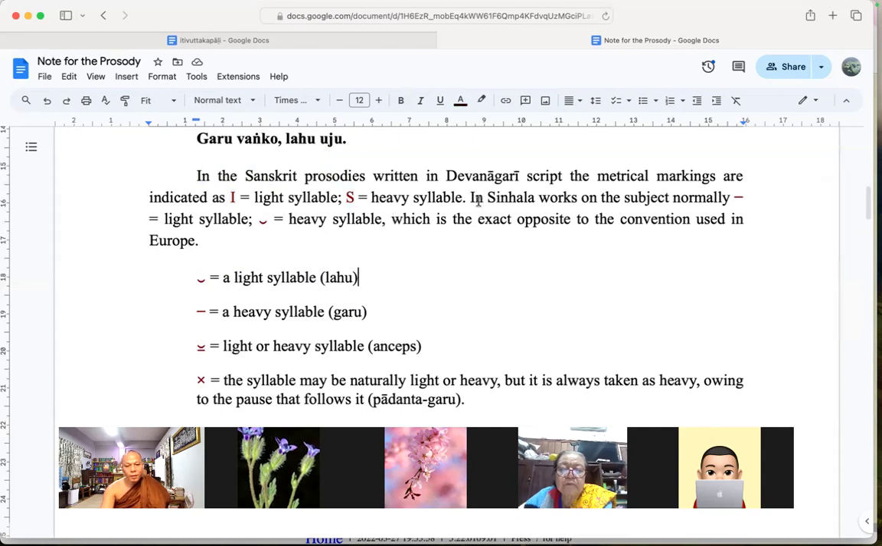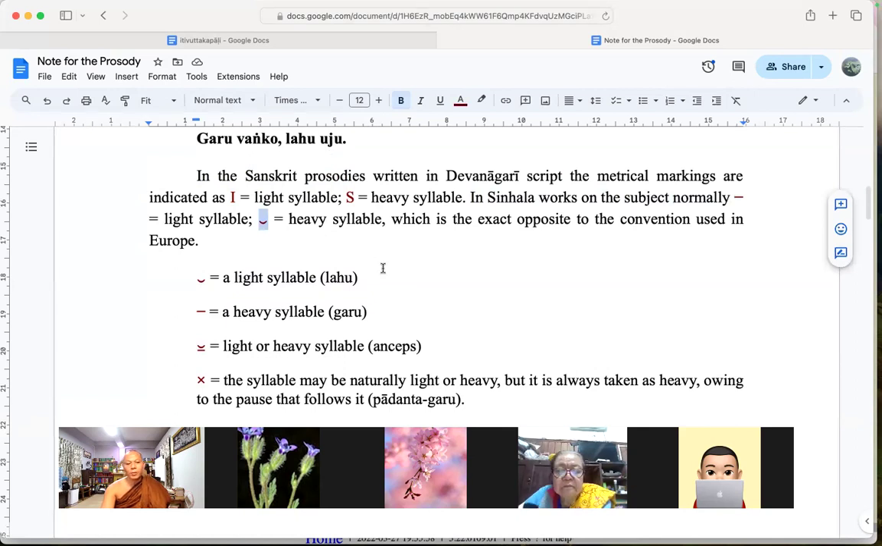But in the Sinhala works normally, they use the light syllable as a cup, like this one. Or for the heavy, this one is, yeah, here, sorry. So the straight line is vertical, not horizontal. But the heavy one is a cup line, vertical, not horizontal. So in this way, they are opposite.